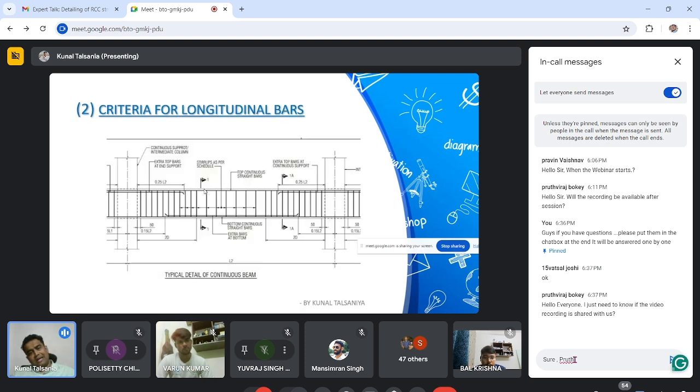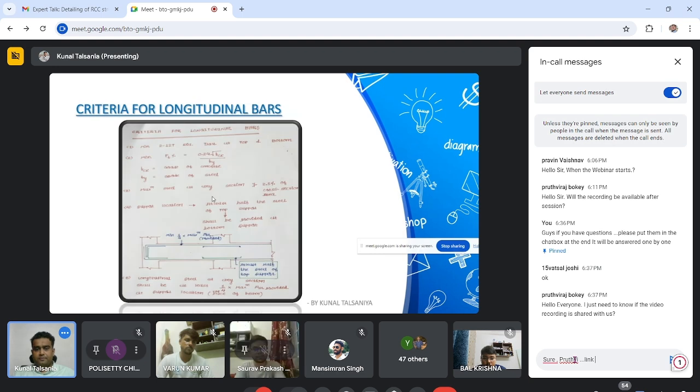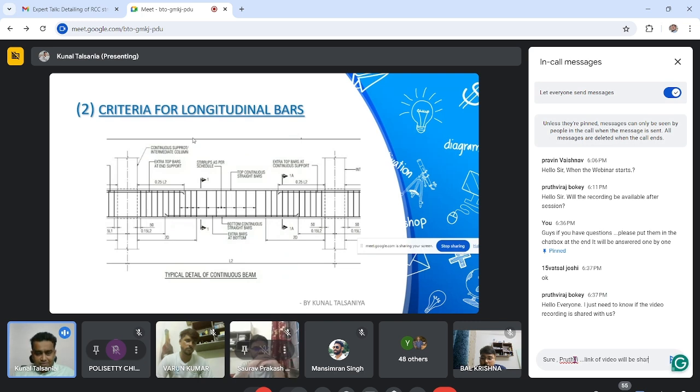This is the criteria for longitudinal bars. For longitudinal bars, the code has given various criteria. This image will be explained in detail in the next slide. Minimum 2-12 torr dia bars at top and bottom have to be provided. If this is a beam, you have to provide minimum 2-12 torr dia at top and at bottom.